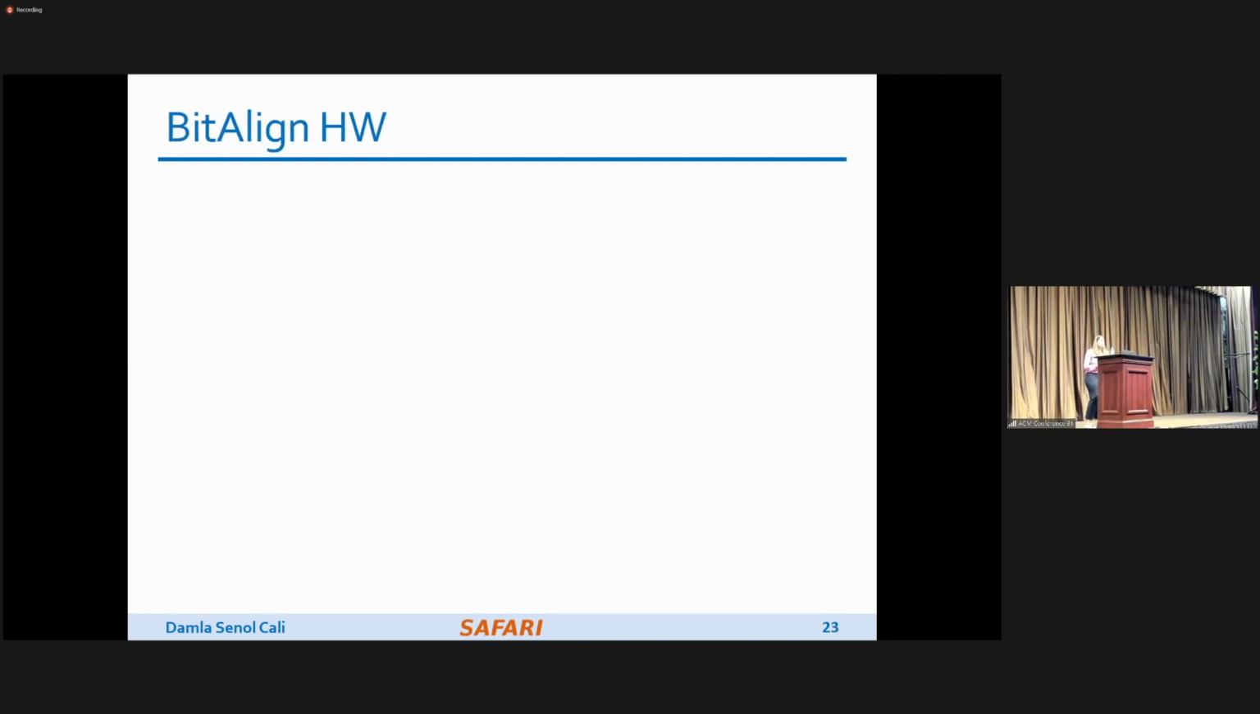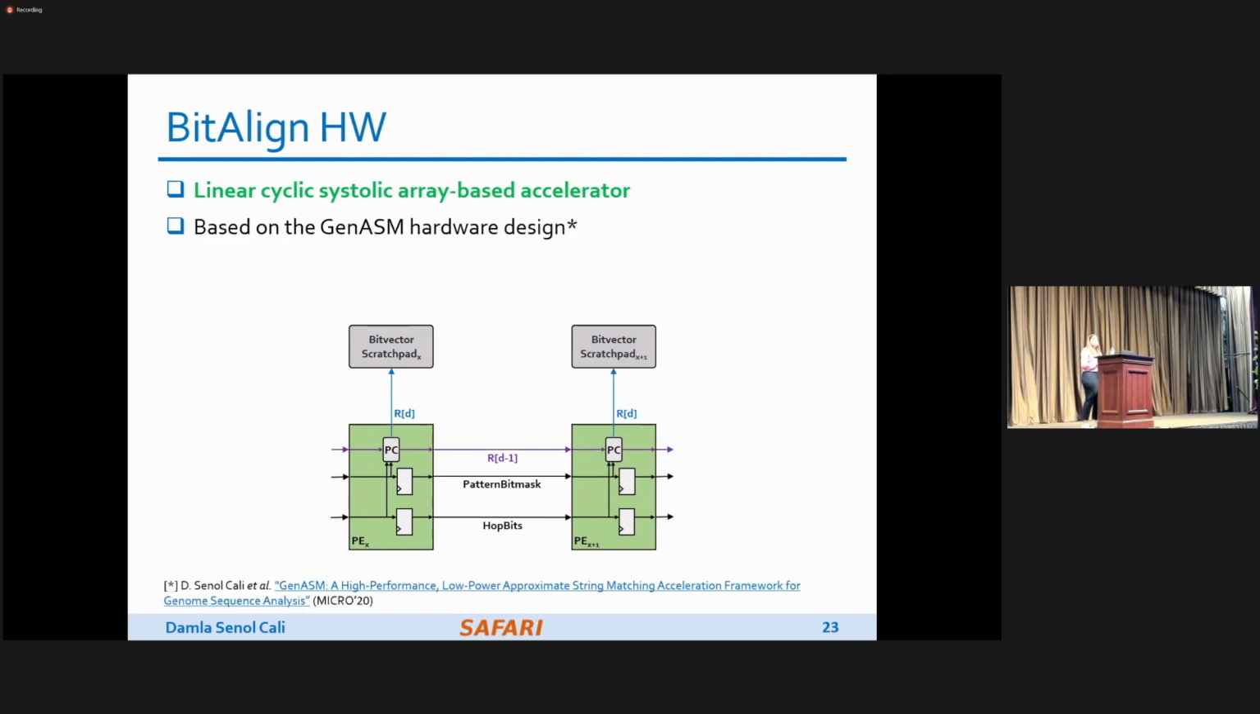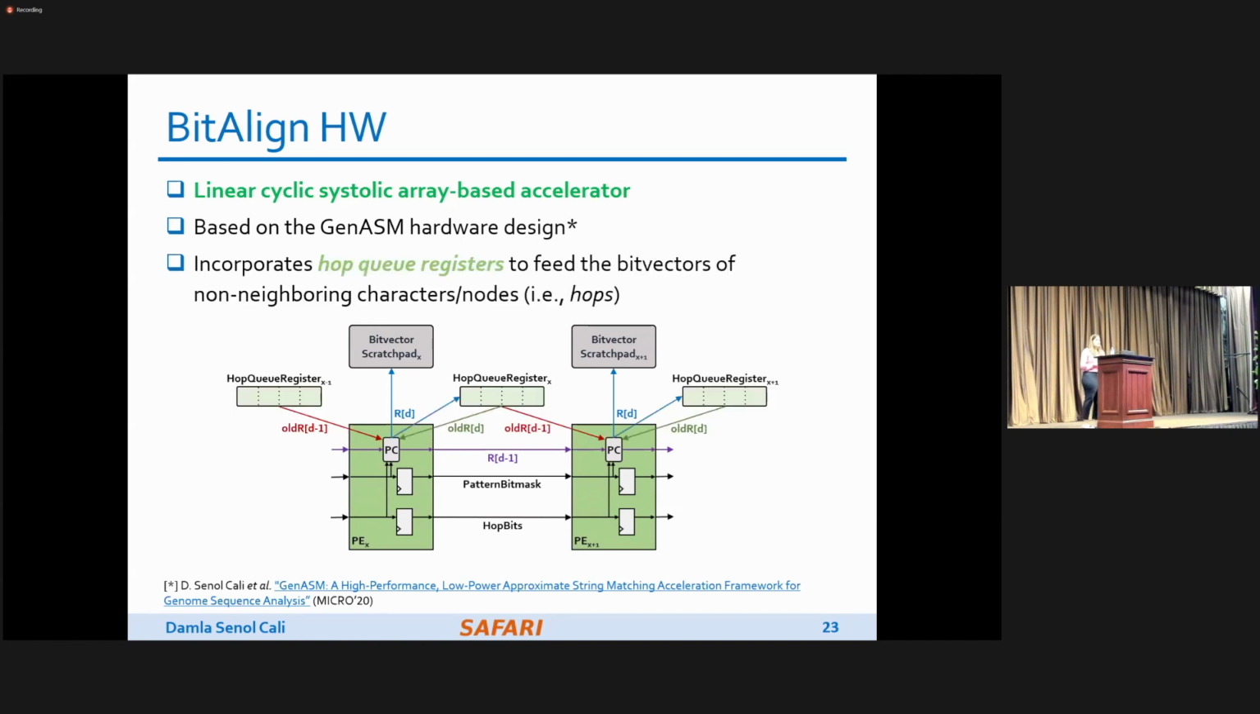When we look at the hardware design of BitAlign, we implement it as a linear cyclic systolic array-based accelerator. So while this design is based on the GNASM hardware, where bit vectors are written to bit vector scratchpads during the bit vector generation step for later use in traceback, our new design incorporates hop queue registers in order to feed the bit vectors of non-neighboring characters or nodes, so the hops.